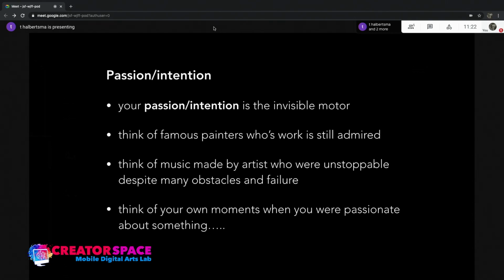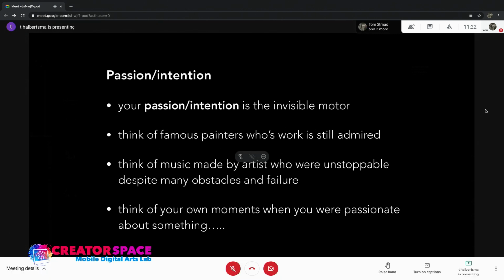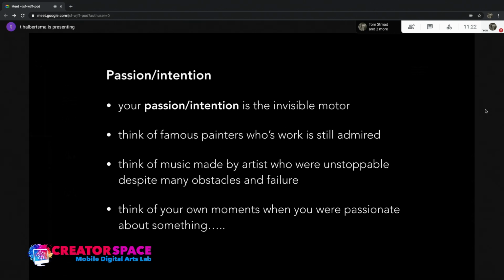Planning and techniques. So passion and intention. I see it as the invisible motor. Think of a famous painter whose work is still admired, for example, Da Vinci, Rembrandt, Monet. They had an incredible passion, and that's visible and you can feel it in their work. And that's why it's still popular, probably.